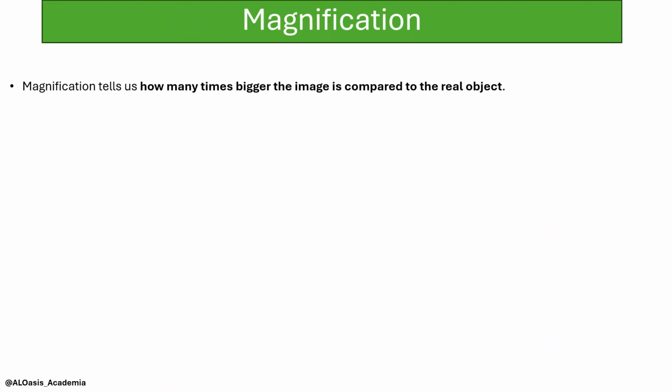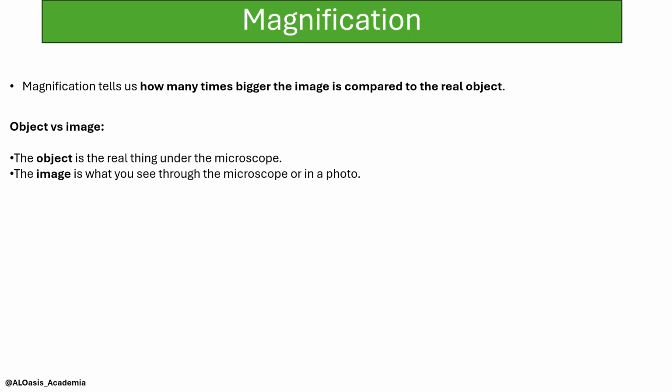So to improve your understanding of how microscopes work, you need to understand what magnification means, because magnification is a big part of how the microscope works, and that's why it's actually the main function of the microscope. When we say magnification value, it just tells us how many times bigger the image is compared to the real object. So a magnification of 400 means that it makes the real object 400 times bigger.